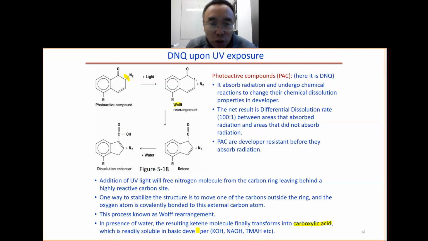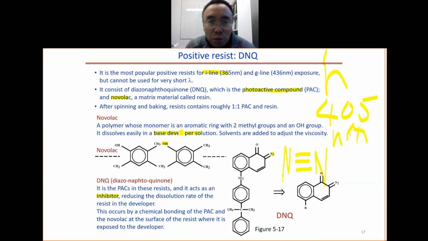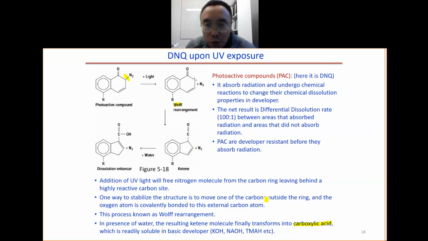So the acid will be soluble in the base. So you have KOH, NaOH, or TMAH. This acid will be soluble. So you can see before exposure, this part is not soluble in the base developer. After exposure, this material becomes soluble in those base developers. As a result, this will be a positive resist. So the net result is that the dissolution rate in the base developer is 100 times higher than before the exposure. So this is a very high contrast, a positive resist.